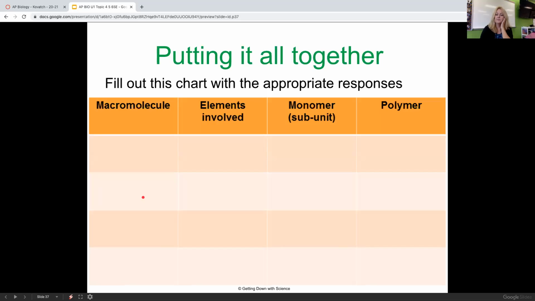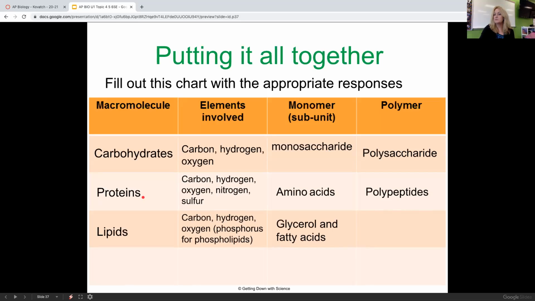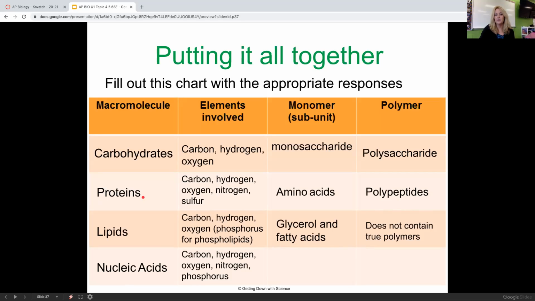Putting it all together. Hopefully you can fill this chart out with some responses. I'm going to put these in here for you so that it can help you study. I would try to make sure I could do this if I were you.